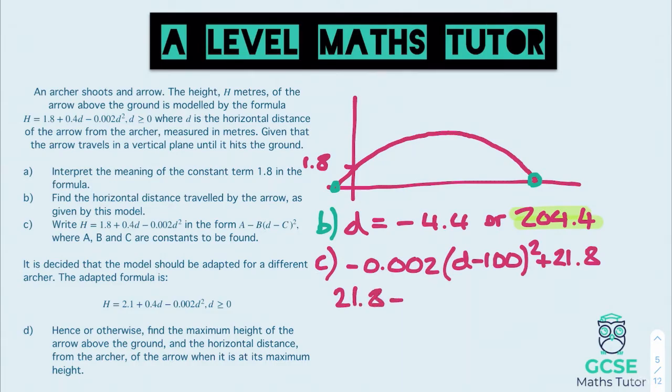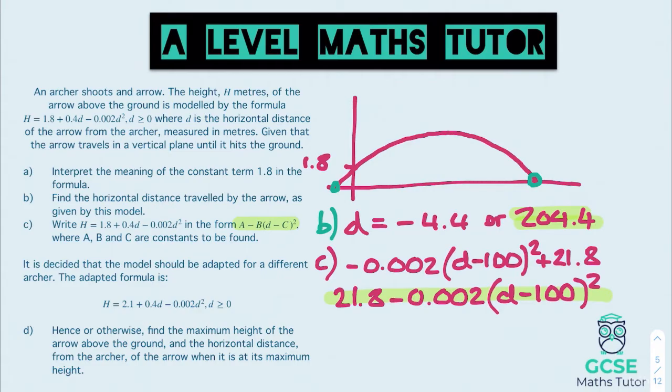And then we're going to take away the 0.002 in brackets d minus 100 squared. Make sure that matches up to the form that you've been asked for, which was a minus b brackets d minus c squared. So a was 21.8, b was 0.002, and c was 100. And there we go, that's our final answer, so we'll highlight that to finish. Right, so that's the final part.